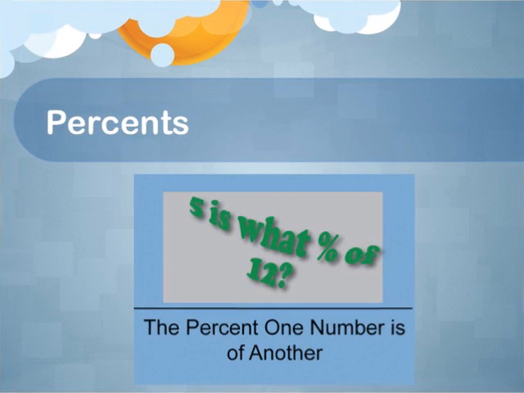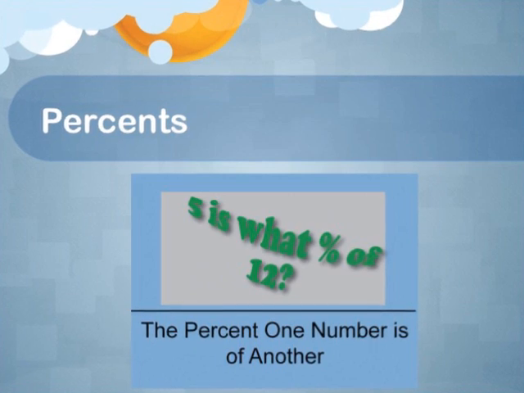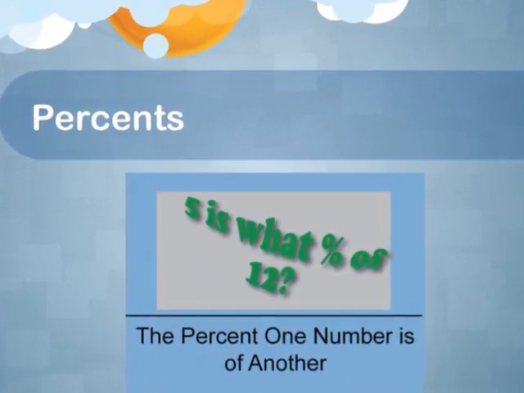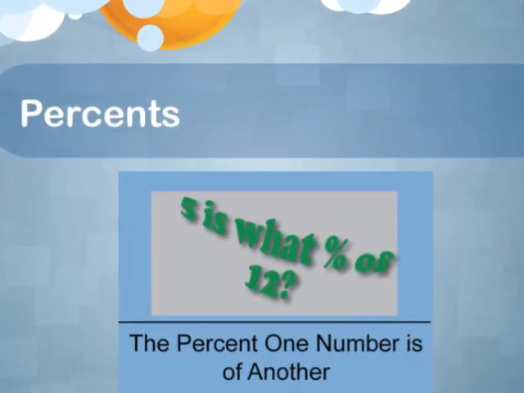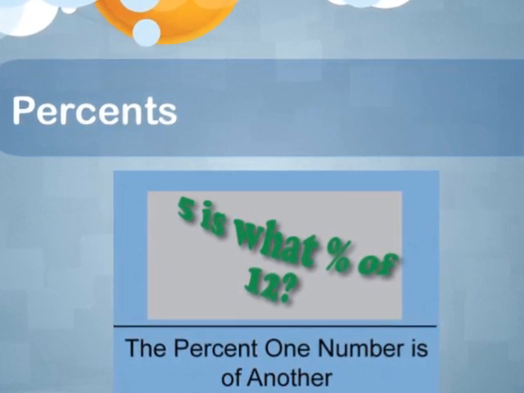Percents are useful for finding the relationship between two quantities. This is known as finding what percent one number is of another. This can sometimes result in percents greater than 100. In this video, we'll look at examples of finding the percent one number is of another.